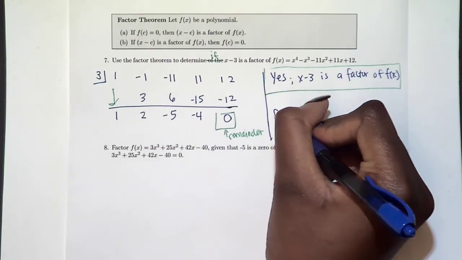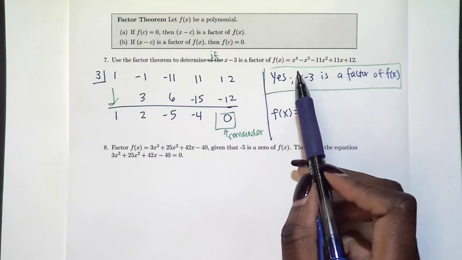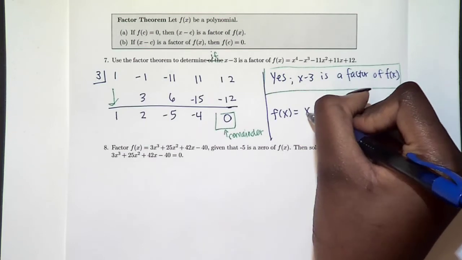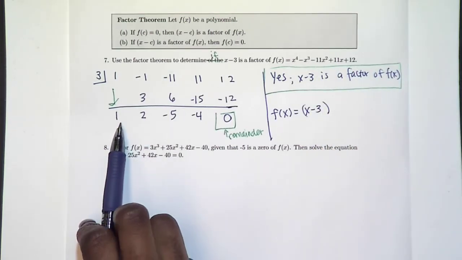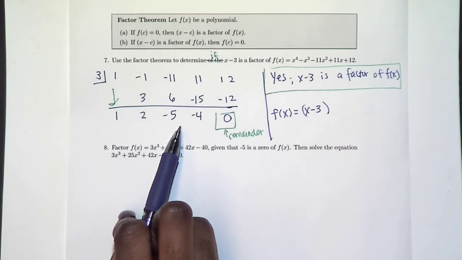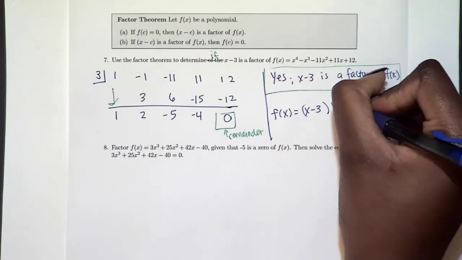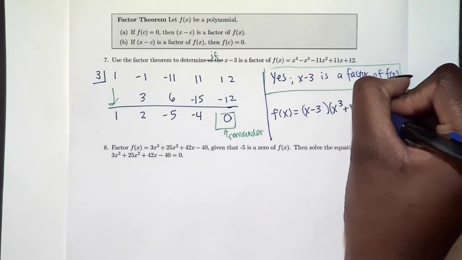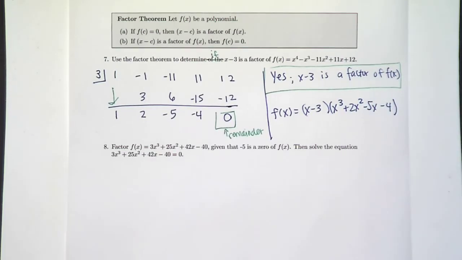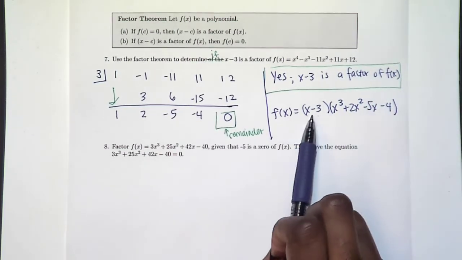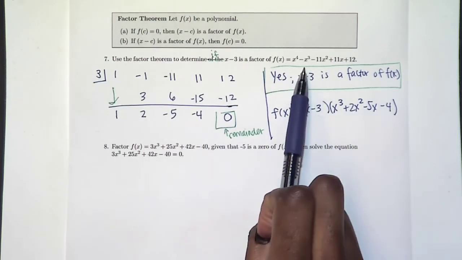That means we can rewrite our f of x in factored form. So we can factor out x minus 3, and what are we going to be left with? Well, we're left with the answer we got down here. This was a 4th power, so this is going to be a 3rd power: x cubed plus 2x squared minus 5x minus 4. So this is a more factored form of the original function. If you were to multiply this out, you should get the original back again.